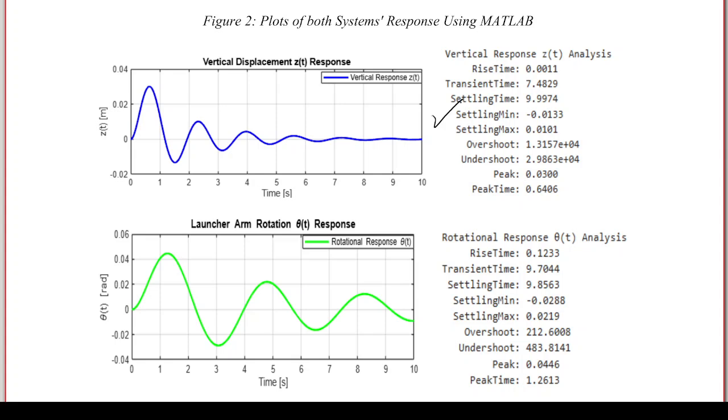In blue is the vertical response, and in green is the rotational response. From there, we found our rise time, overshoot, and peak time, and we did the same thing for our rotational response. Those are the values. But what we found was that our overshoot was extremely high for the vertical displacement compared to the rotational displacement, and the rise time of the rotational response was higher than that of the vertical response.